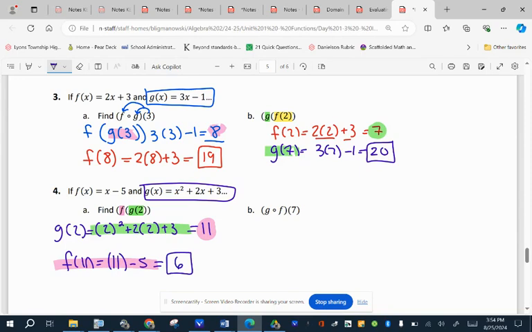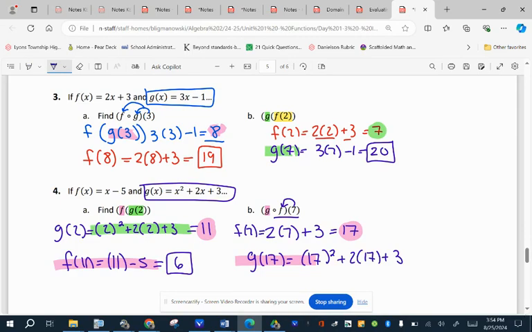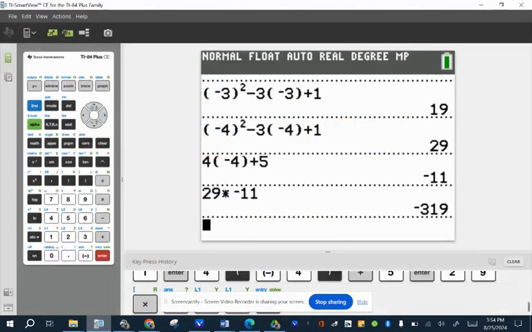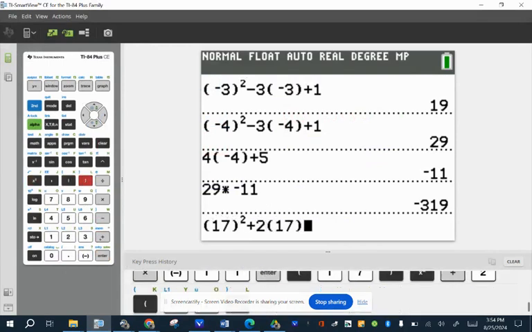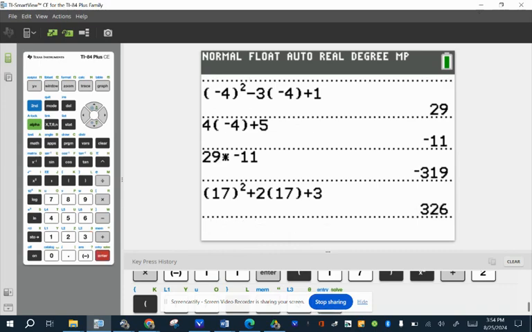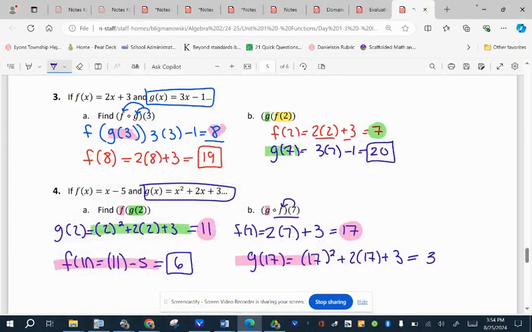Now here we have our other notation. So first I'm going to put 7 into f. So f of 7 would equal 2 times 7 plus 3, which would be 17. Then I'm going to take that answer, 17, and put it in for g. So g of 17 would be 17 squared plus 2 times 17 plus 3. And I'm going to type that in my calculator because those are going to be some big numbers. So 17 squared plus 2 times 17 plus 3 is 326. That's going to be my final answer here.